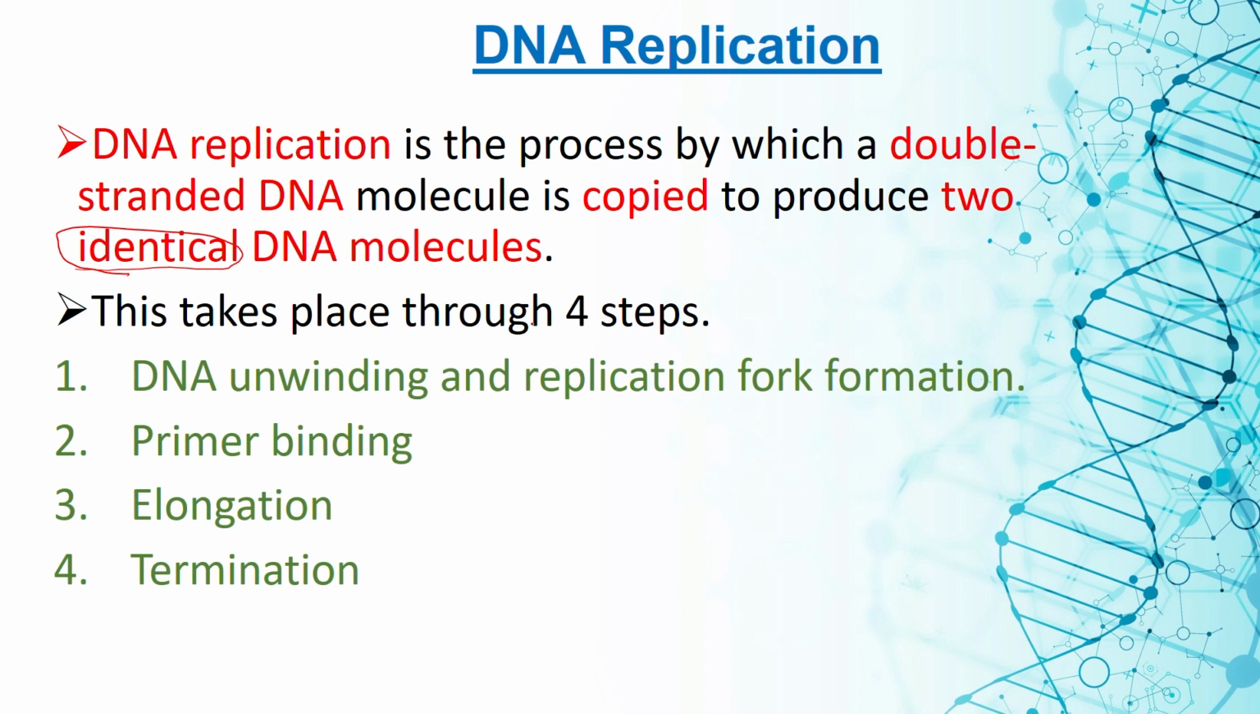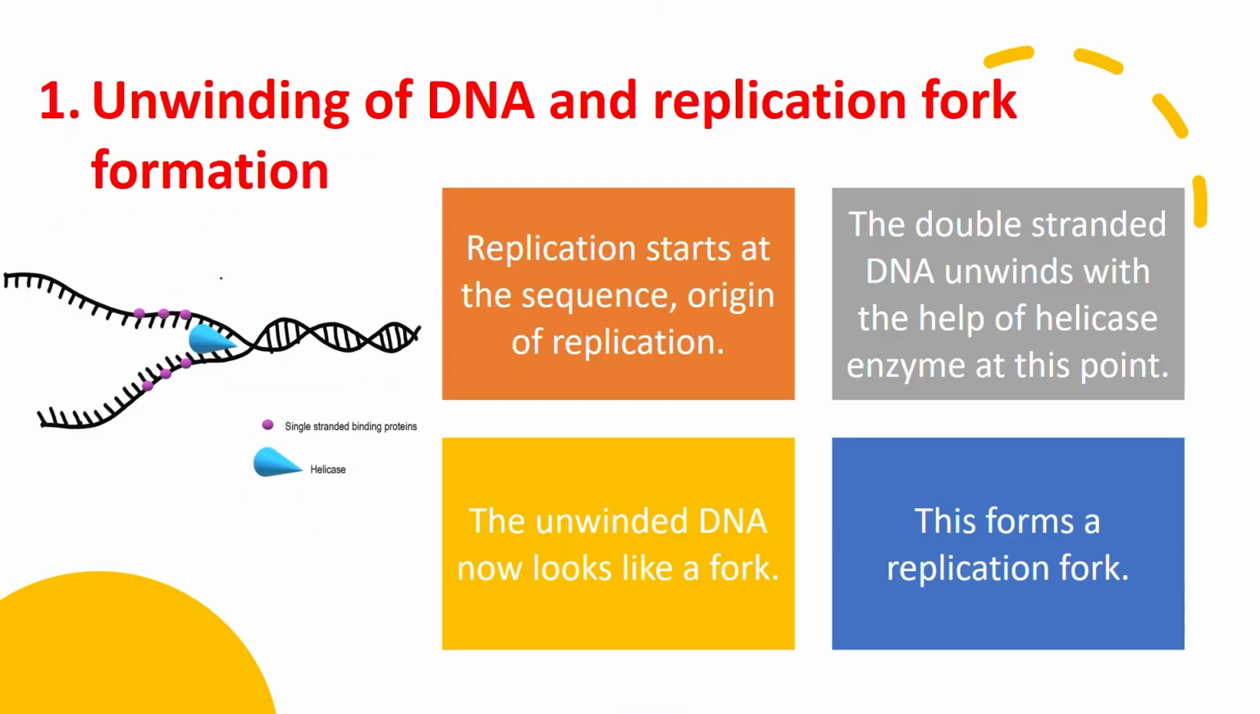And this takes place through 4 steps. So, it is an important point. The 4 steps through which DNA replication takes place: DNA unwinding and replication fork formation. Then a primer will come and bind onto the unwound strand. Then elongation will happen and then termination will happen. So we can deal with it one by one.